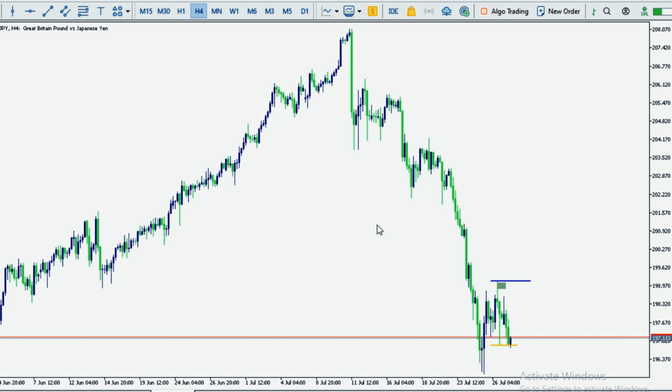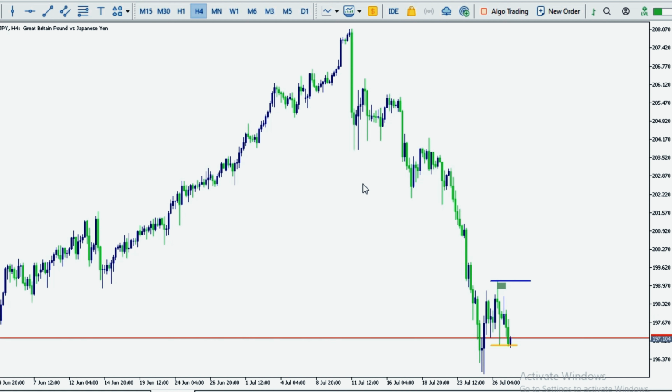So today, I just want to show you an example on GBPJPY, how I will enter my trades. I just want to show you my setup, what I think I would do with the JPY.